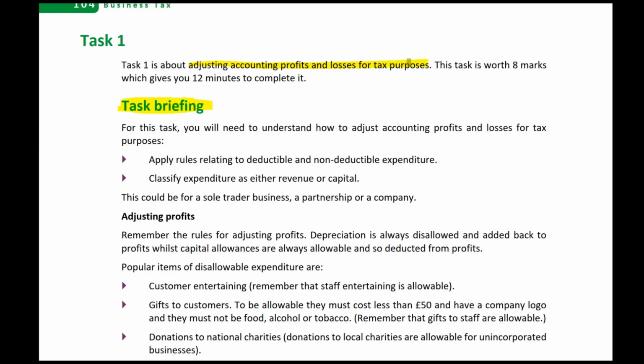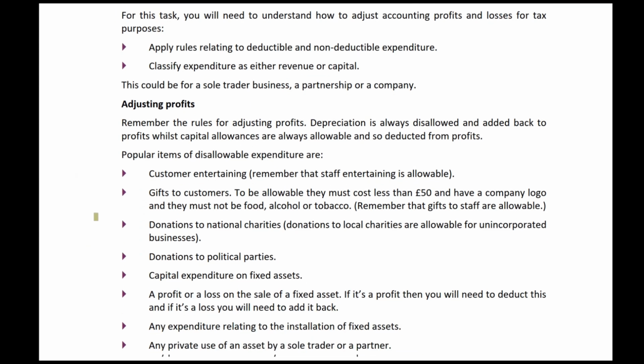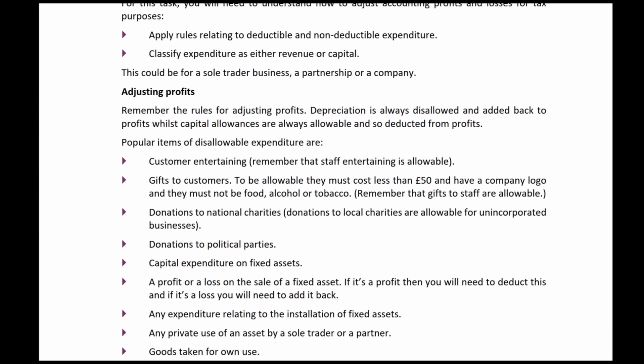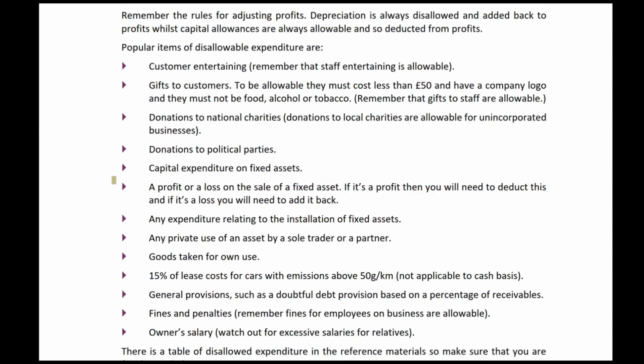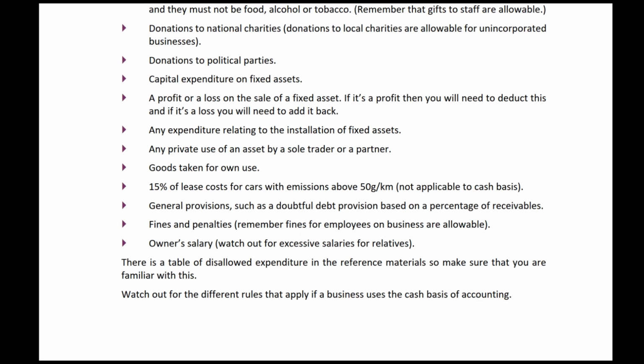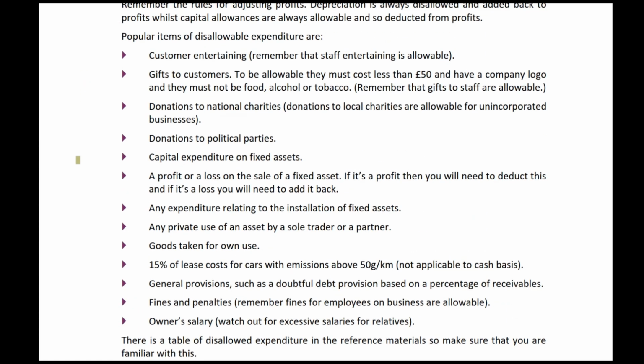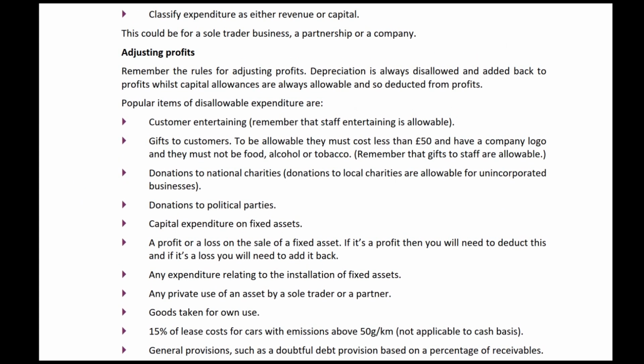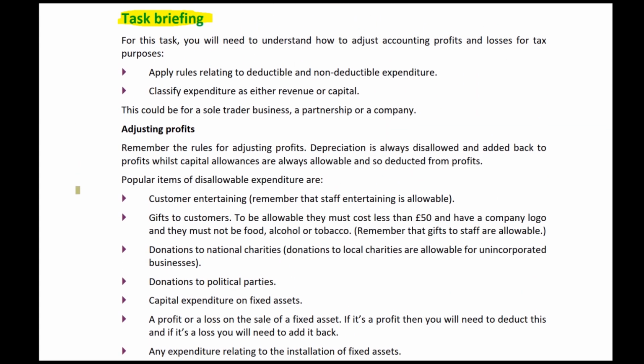What we have here are some notes to remind us of the sorts of things that need to be adjusted for, including a list of popular items of expenditure that's not allowed. It tells us to look at the reference material as well, because it's provided on exam day. I'm not going to read through the table because I think it might spoil our question and I want to see what you can remember.